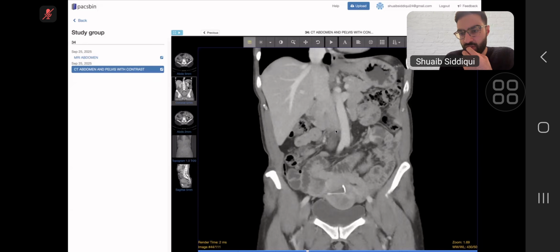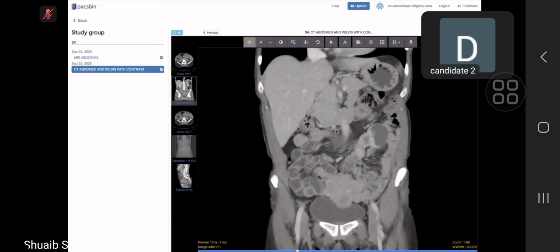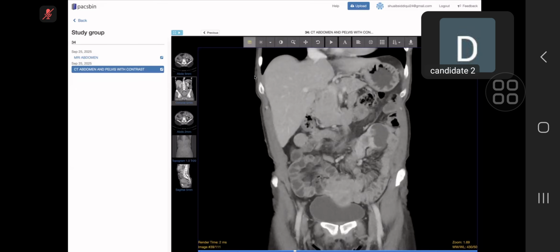So what's your differential for this? You told me enteric cyst. Is there anything else you think it could be? With this mural nodule, it could be maybe a GIST tumor, maybe a lymphoma in the wall of the intestine also. I'm really not sure about this, but okay, that's fine.